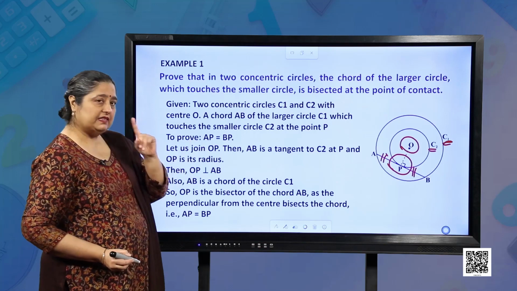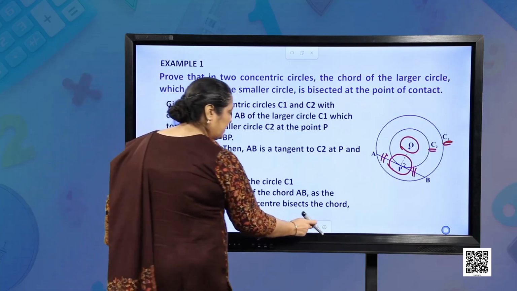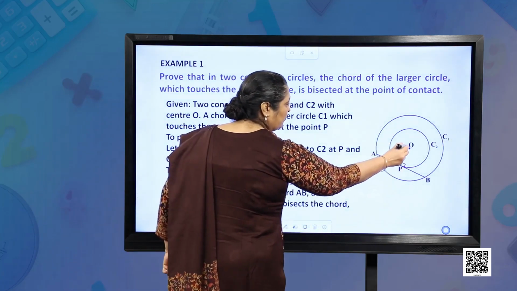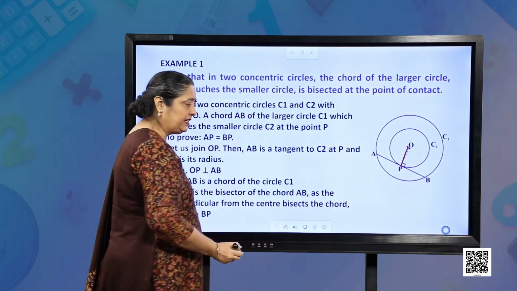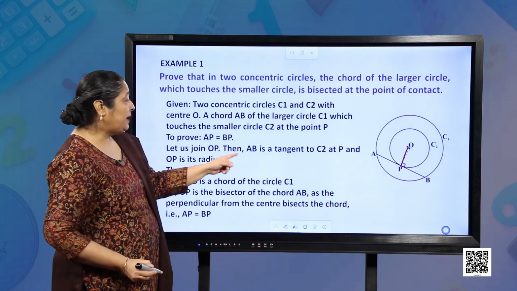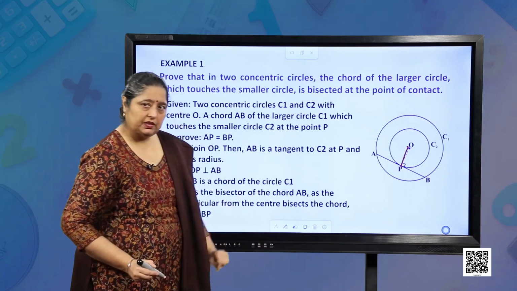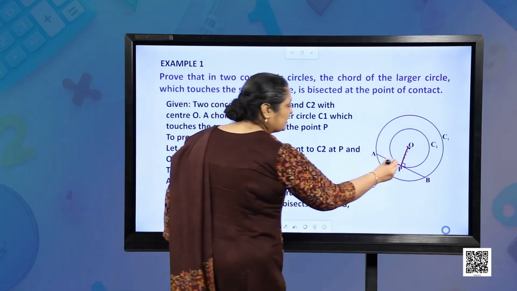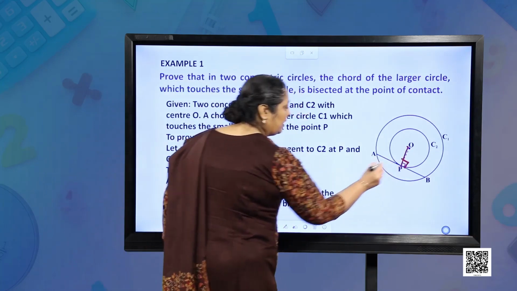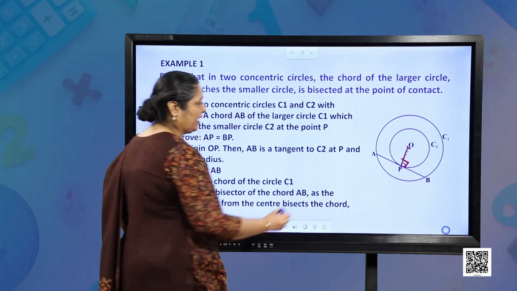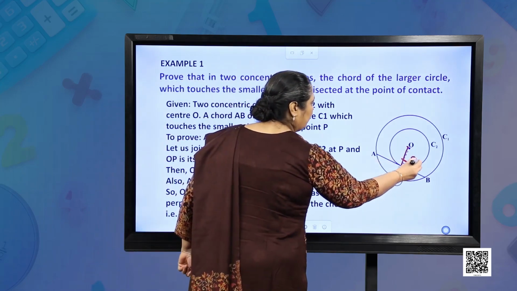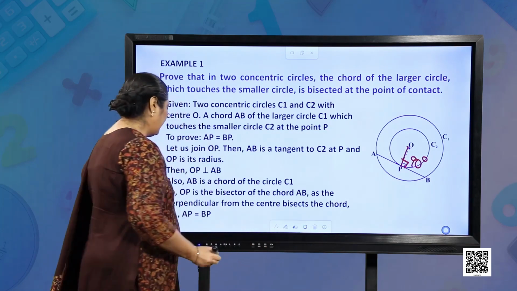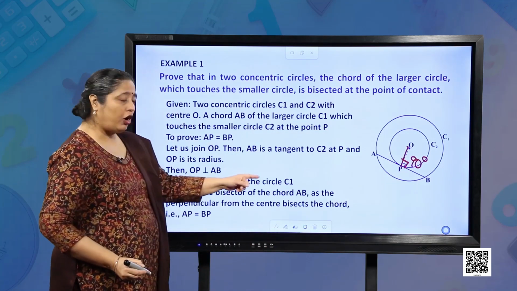Let us join OP. This is the first step. I am joining OP, right? And then AB is a tangent to C2. AB is a tangent. So, what is this angle? This angle is a 90-degree angle. So, also AB is a chord of the circle.